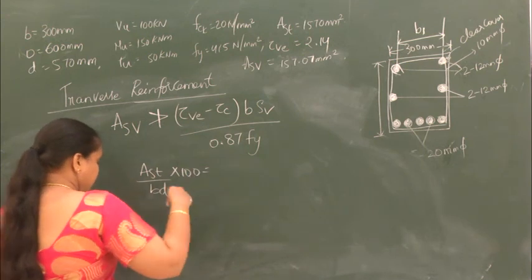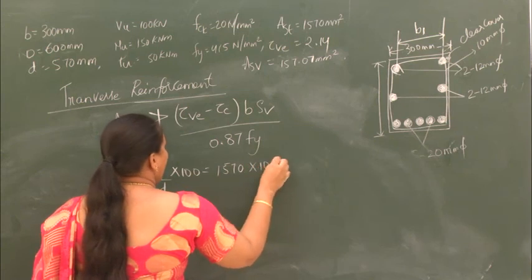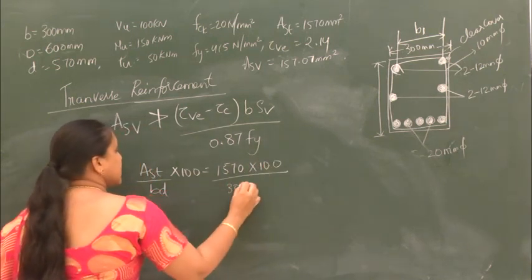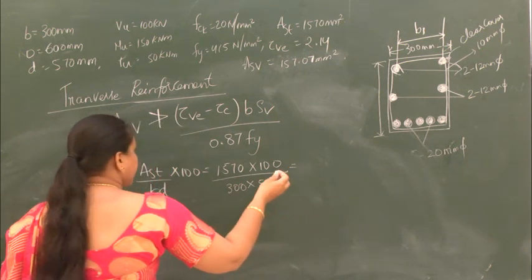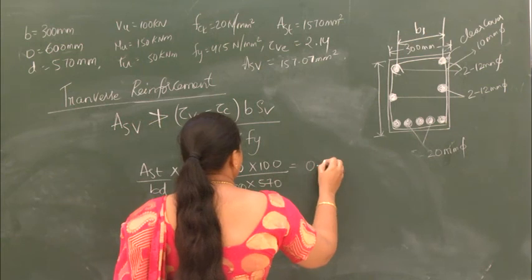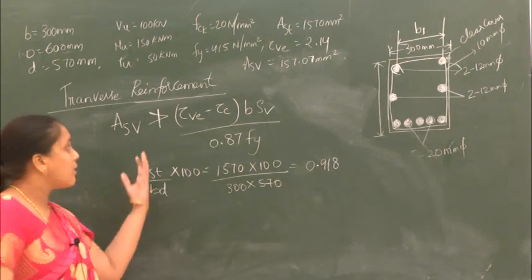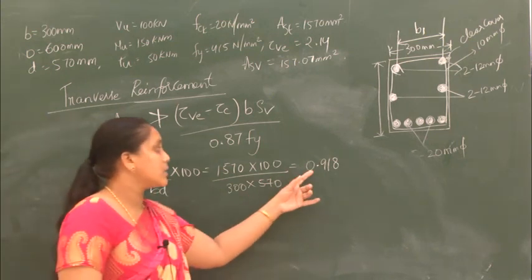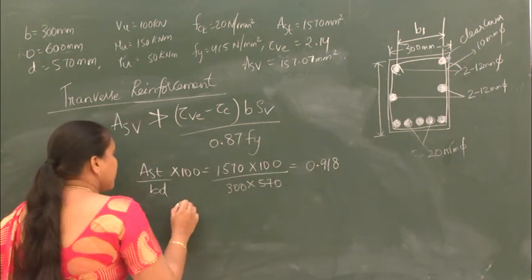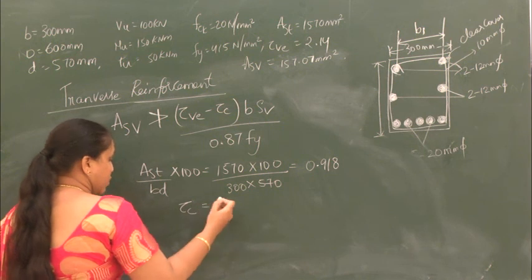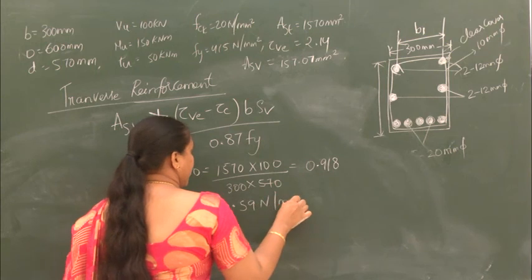So Ast previously we have calculated, how much we got? It is 1570 into 100 divided by b. b is how much? It is 300 and d is 570 mm. So from this you will get the percentage area of steel as 0.918. So tau_c from Table 19 corresponding to this 0.918, you have to take the tau_c value. By interpolation, you will get the value of tau_c as 0.59 Newton per mm square.